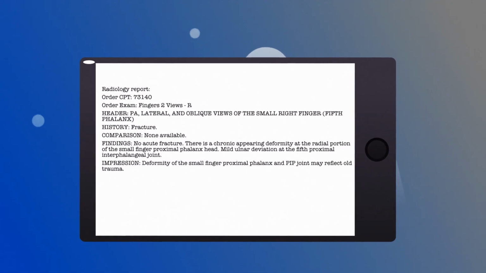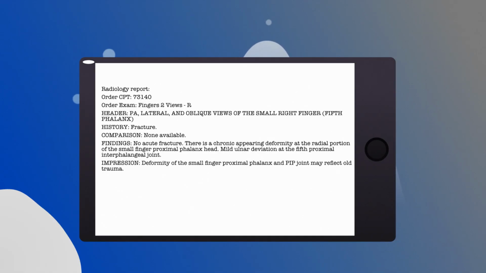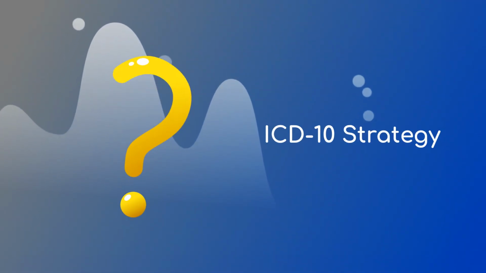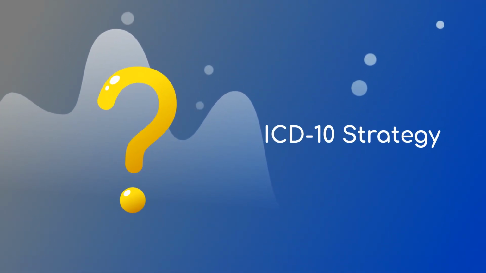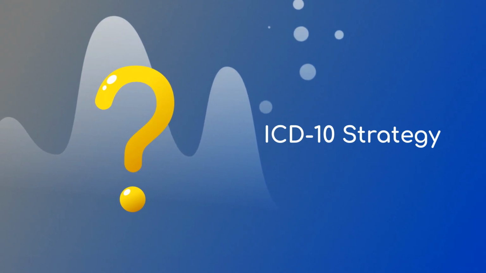Let's look at the views. PA, lateral, and oblique. That's a total of 3 views. This qualifies for CPT code 73140, radiologic examination, fingers, minimum of 2 views. Now, let's choose the appropriate diagnosis code based on the clinical history and chart findings.